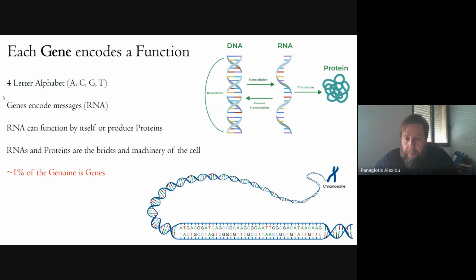Out of all these 3 billion or 6 billion, however you want to measure it, letters in a human genome, only approximately 1% encodes for genes. The rest has either regulatory functions, meaning it regulates how much of a gene is going to produce messages in this specific cell, or it doesn't encode anything, the famous junk DNA, or it could have other functions such as spacing and things like that.